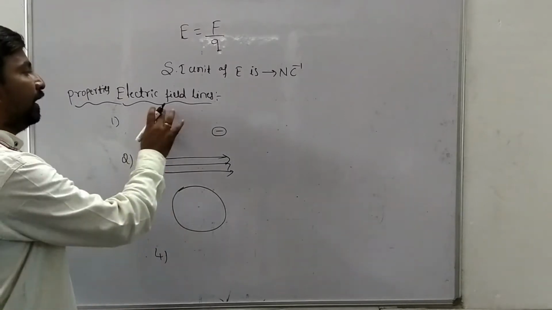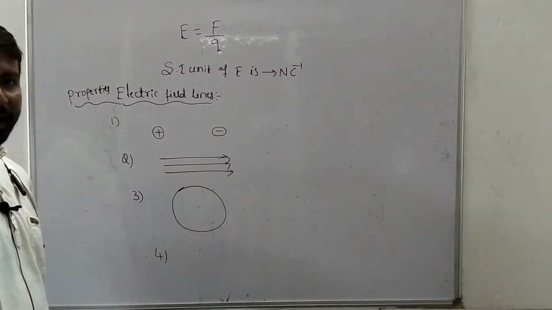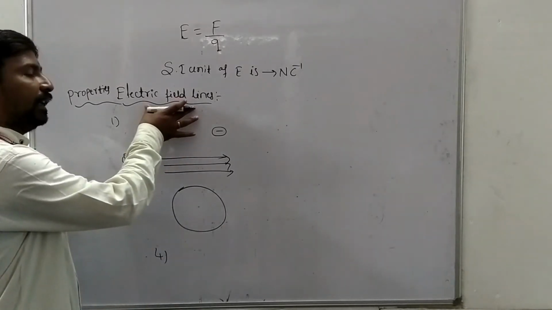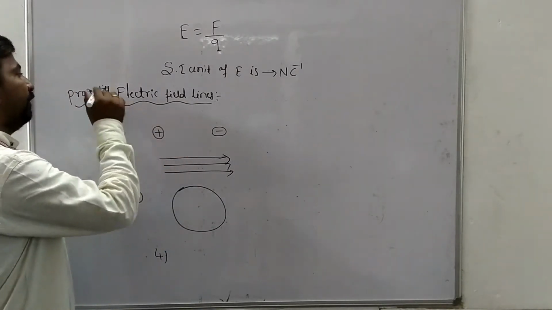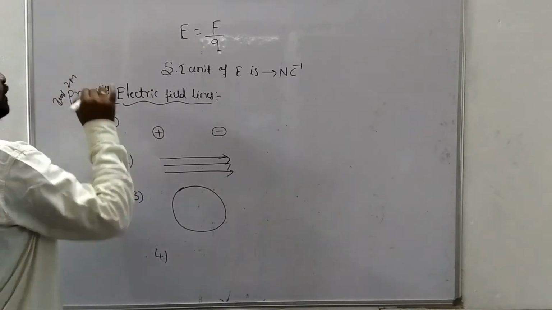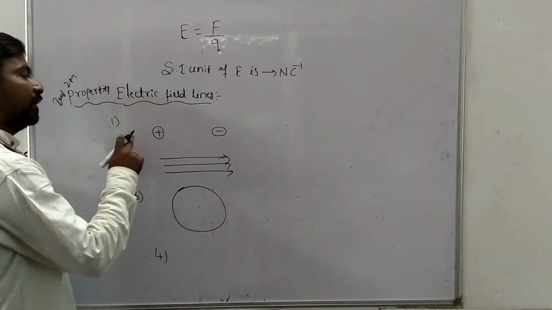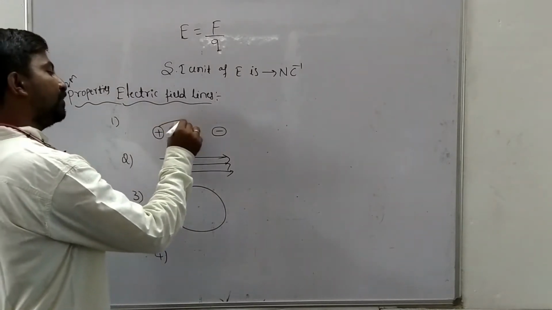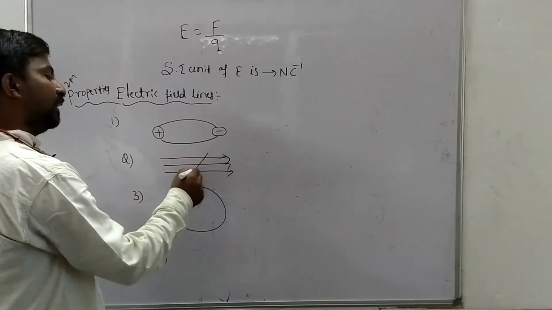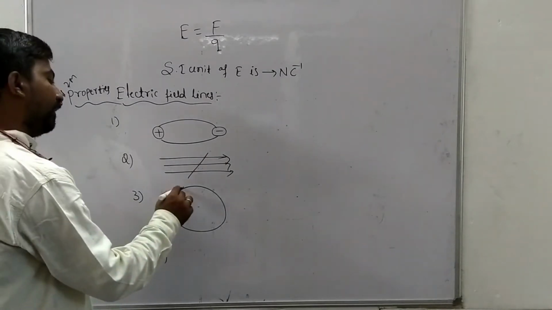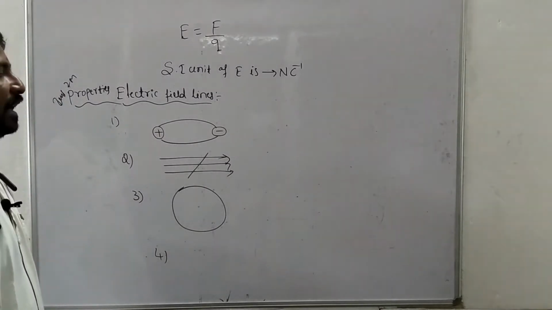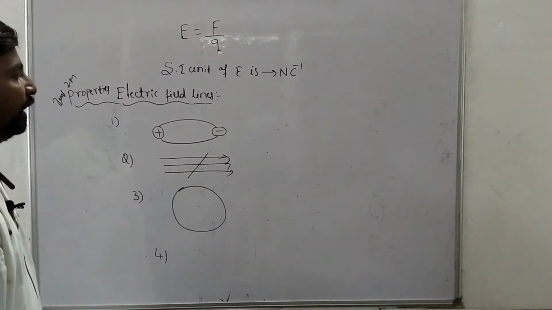Once again, what is meant by electric field lines? They are imaginary lines drawn along the motion of an isolated positive charge. The properties of electric field lines are very important for 2 marks. First, they always start from a positive charge and end on a negative charge. Second, electric field lines cannot intersect with each other. Then, electric field lines do not form any closed loop. And fourth, they do not pass through a charged conductor.